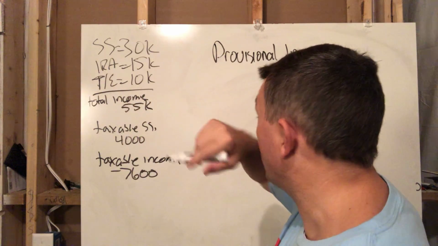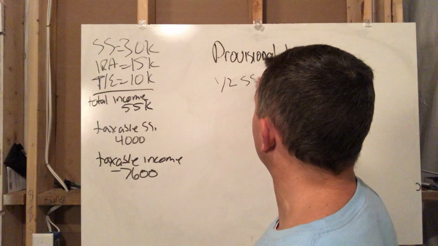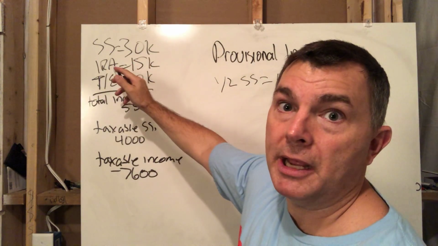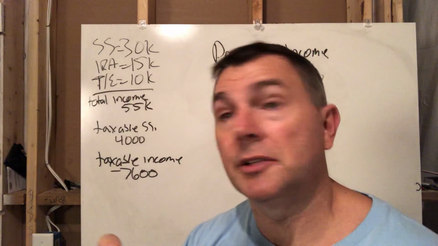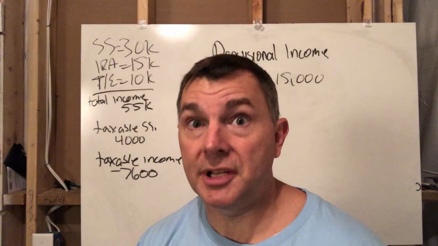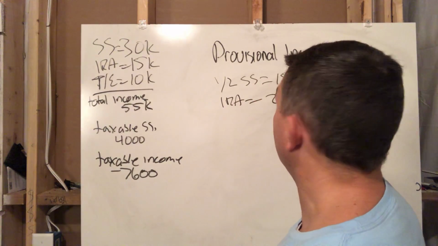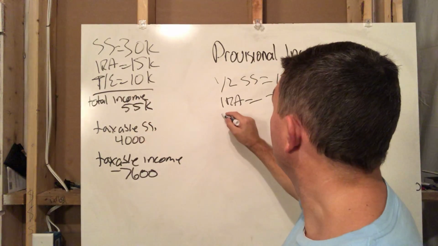We have Social Security of $30,000. We take half of our Social Security, which is $15,000. We take all of our IRA income, pension income, it doesn't matter. In this case it's $25,000, because I'm taking what we had before plus another $10,000 to do a Roth conversion. So IRA equals $25,000, and then we have our tax exempt interest of $10,000.